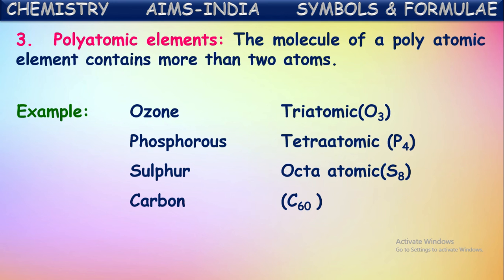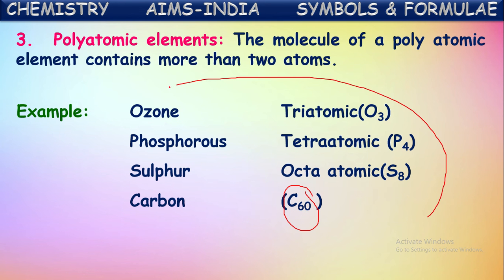And an abnormally great number of atoms is present in the molecules of carbon. It is one of the examples for carbon molecules. We call this fullerenes. We are going to learn this in the higher classes. Now here, in the molecules of this carbon, there are around 60 to 120 atoms of carbon. So these are all together considered as polyatomic elements. The elements in which the molecules contain more than two atoms combined together are called polyatomic elements.